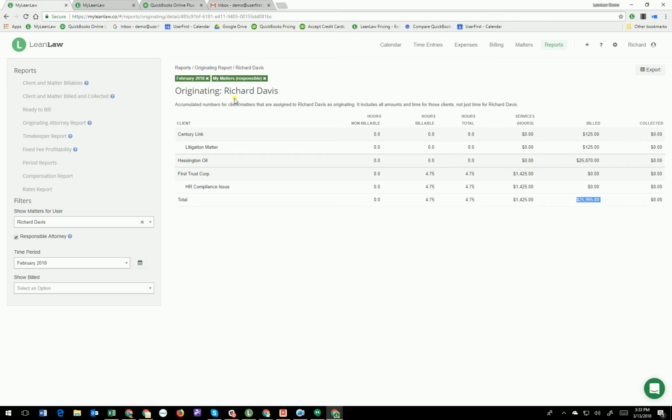There are some issues with outside originators that we'd have to discuss, but for your internal originators, those users in the system, this is the report they would use, and you could play with the time period as you saw fit. Again, you can export this to Excel.